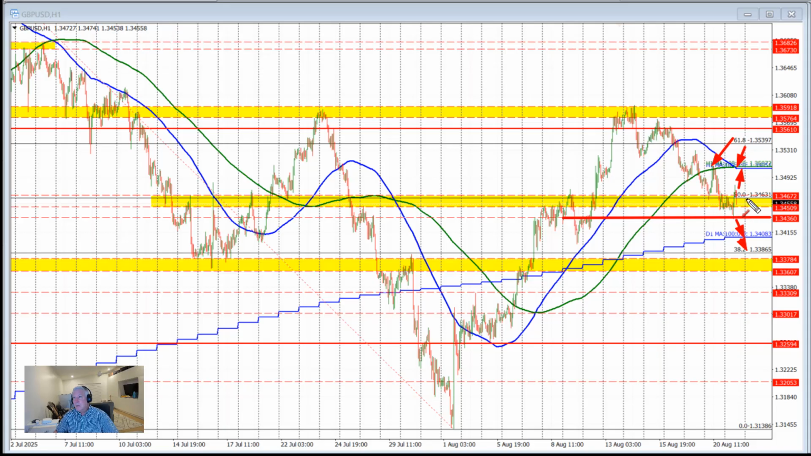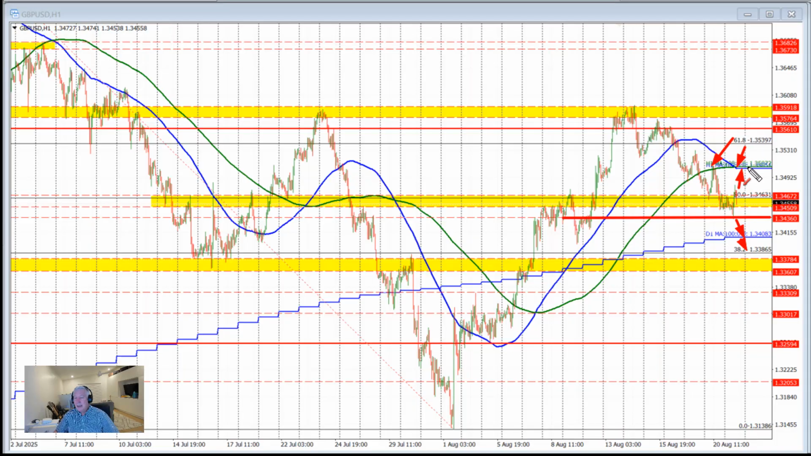Now, if we do find support within this area in trading today, we are below 50%. That's a little more bearish, but if we do get above those levels, then we'll look toward the convergence of the two moving averages up through here as resistance. So be aware of that. But overall, you just have to be nimble.